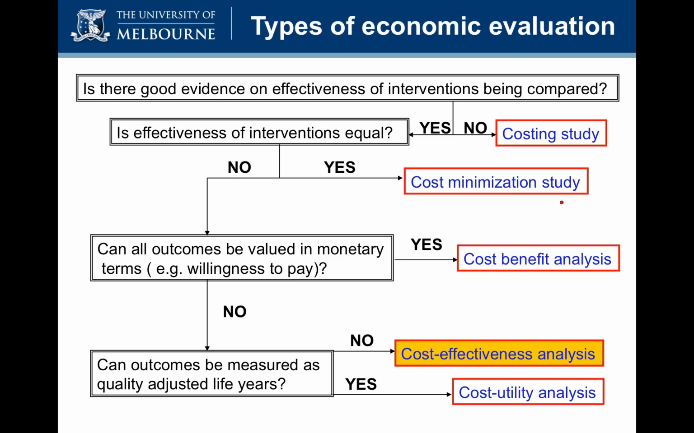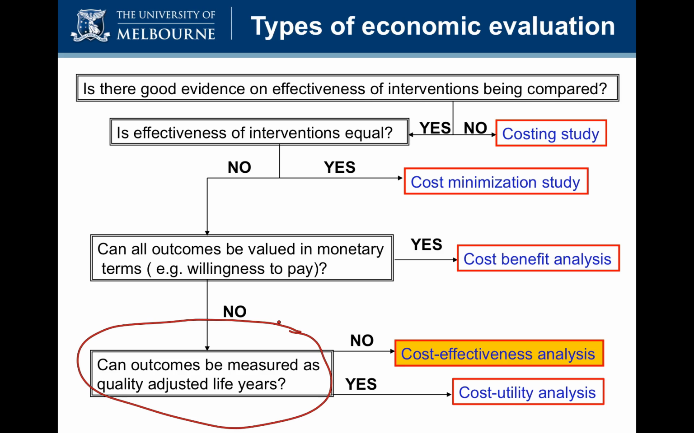So back to our flow diagram. As you can see, we're now down to the final box down here. And so the question we want to ask is, can the outcomes be measured as quality adjusted life years? If the answer is no, what we need to use is cost effectiveness analysis. And if the answer is yes, we will use cost utility analysis.